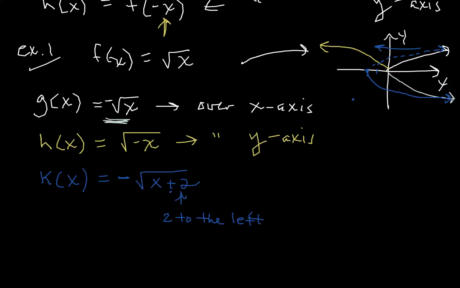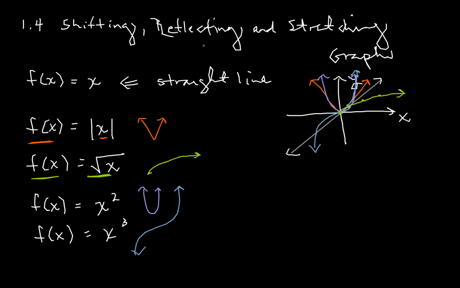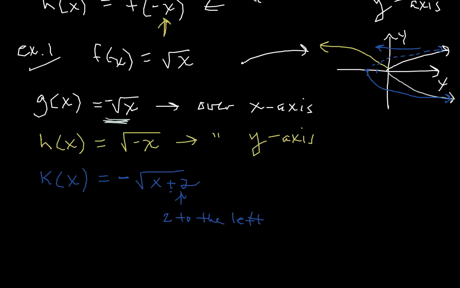So very, very tricky. One more thing, if you remember from the beginning of our lesson, we said we're going to do shifting, which we did. That's the left and right. Reflecting, that's over the x-axis and the y-axis. You can also flip over a vertical line, but it doesn't look like they're going to teach us that yet. And that was our reflecting. Now we're going to stretch our graphs. So let's move on to stretching.